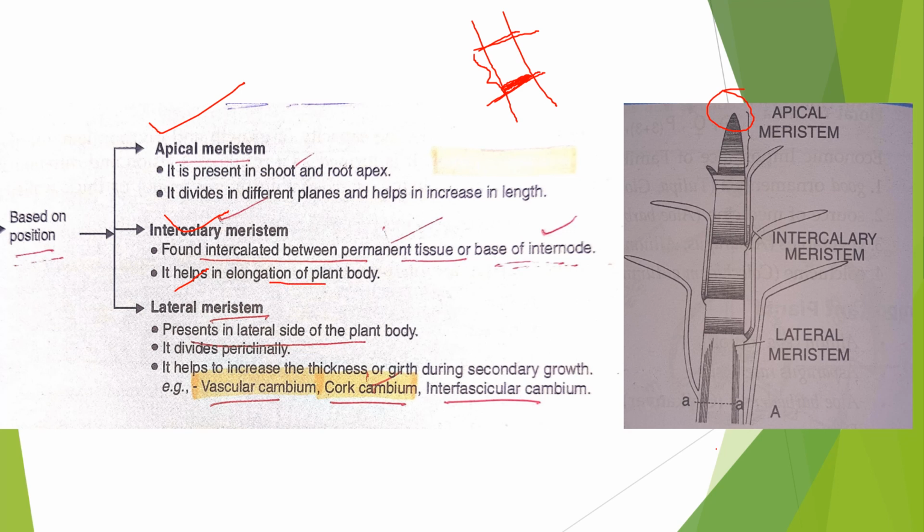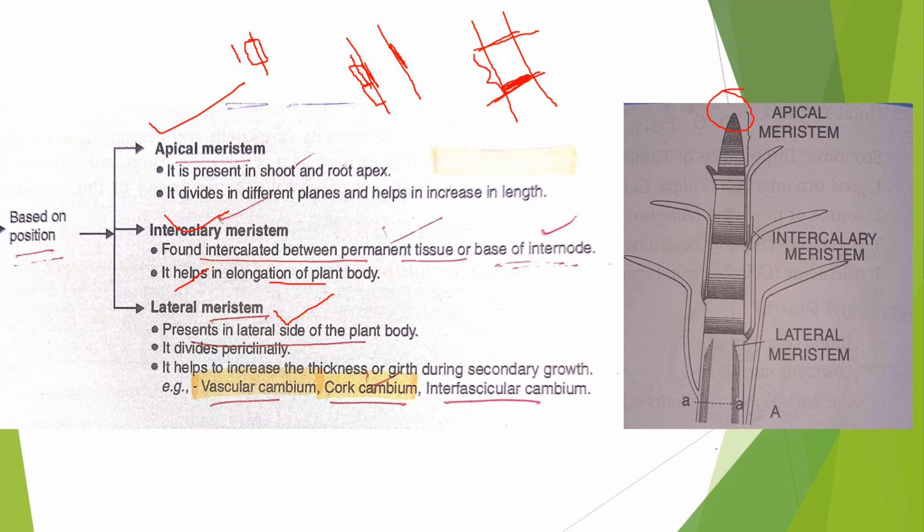Then lateral meristem. It is present in the lateral side of the plant body and divides periclinally. That means it is the plant, and this lateral meristem is present here laterally. So it helps in the lateral growth of the plant body. Suppose these are the cells present laterally. It will divide periclinally, that means horizontally. Suppose it is a cell, it will divide horizontally like this.